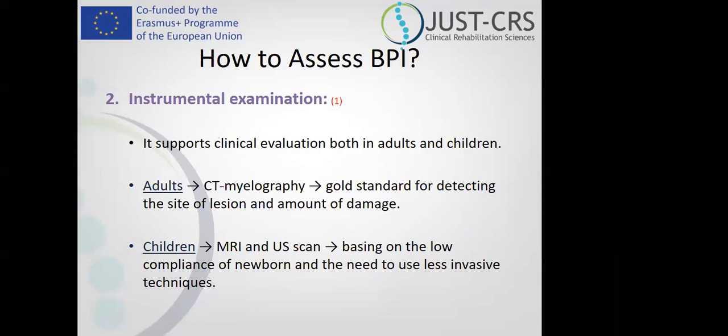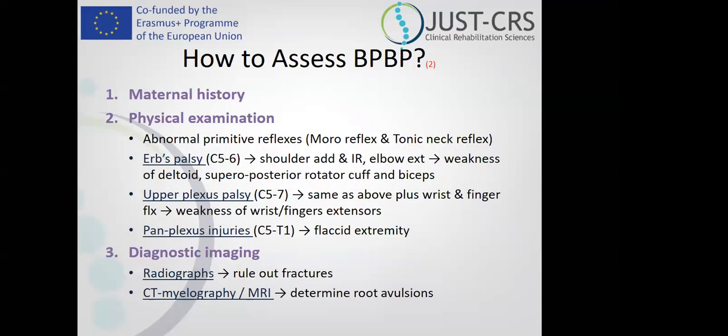As we all know, it is not easy to take control of a newborn and hold him in place. Plus, there's a need to use less invasive techniques. How to assess the brachial plexus birth palsies? First, there's a maternal history, which covers the conditions during delivery, pre or post the delivery, or if there are any family-related diseases or problems.